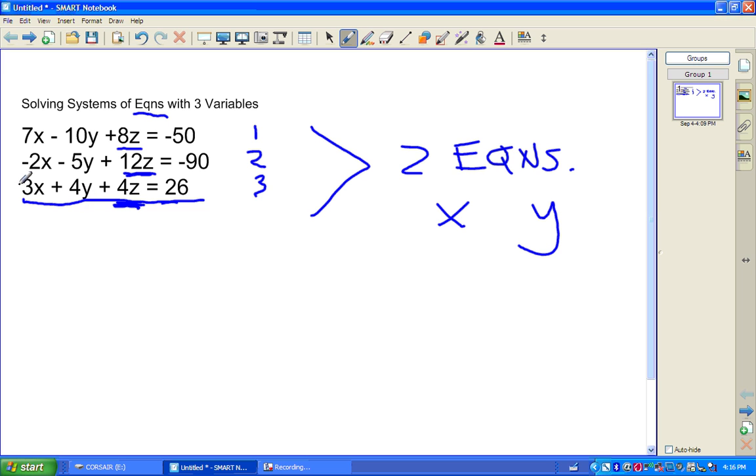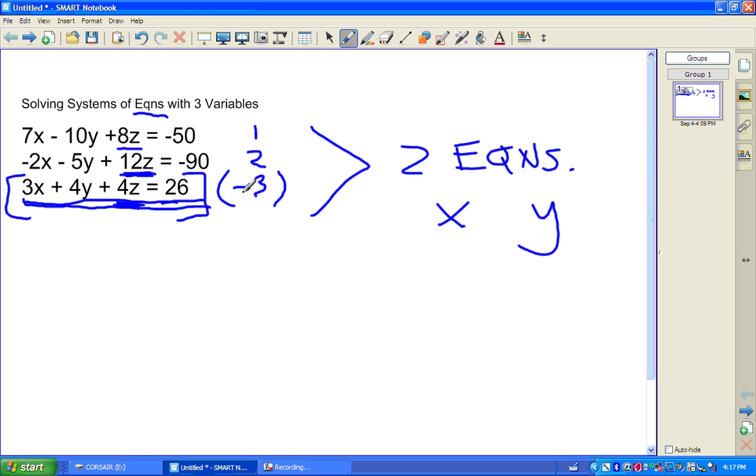Okay, so first of all, I'm going to take this bottom equation, number 3, and I'm going to multiply it by a -3 to try to get it to cancel with this 12z. Okay, so I'm going to go -3. I'm going to take this whole equation here. I'm going to multiply it by a -3, and let's see what I get. I'll write it out down here.